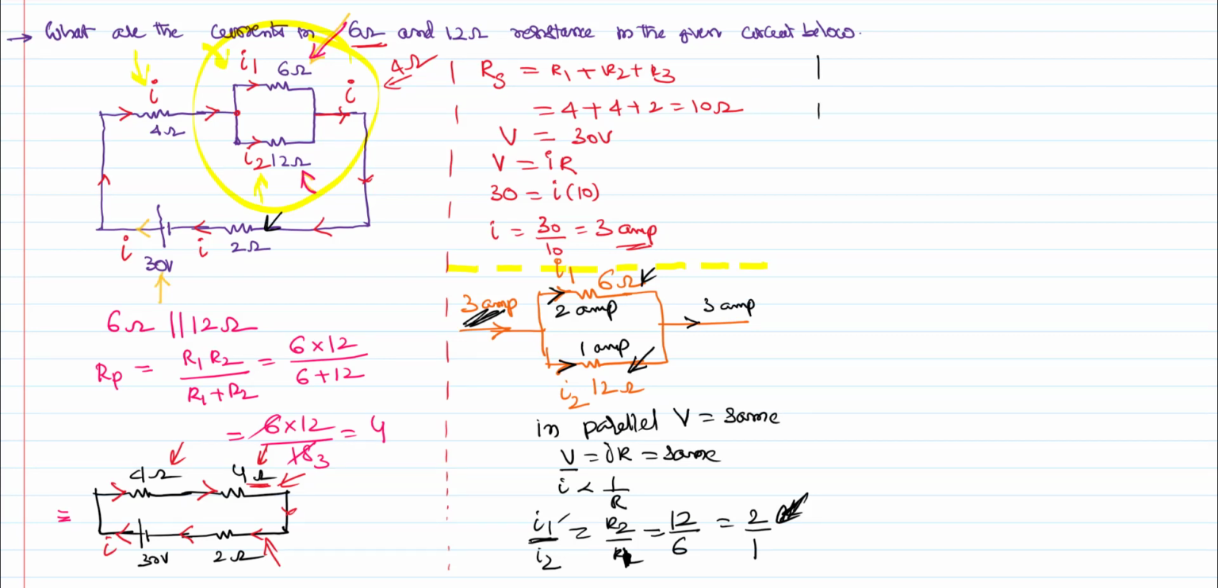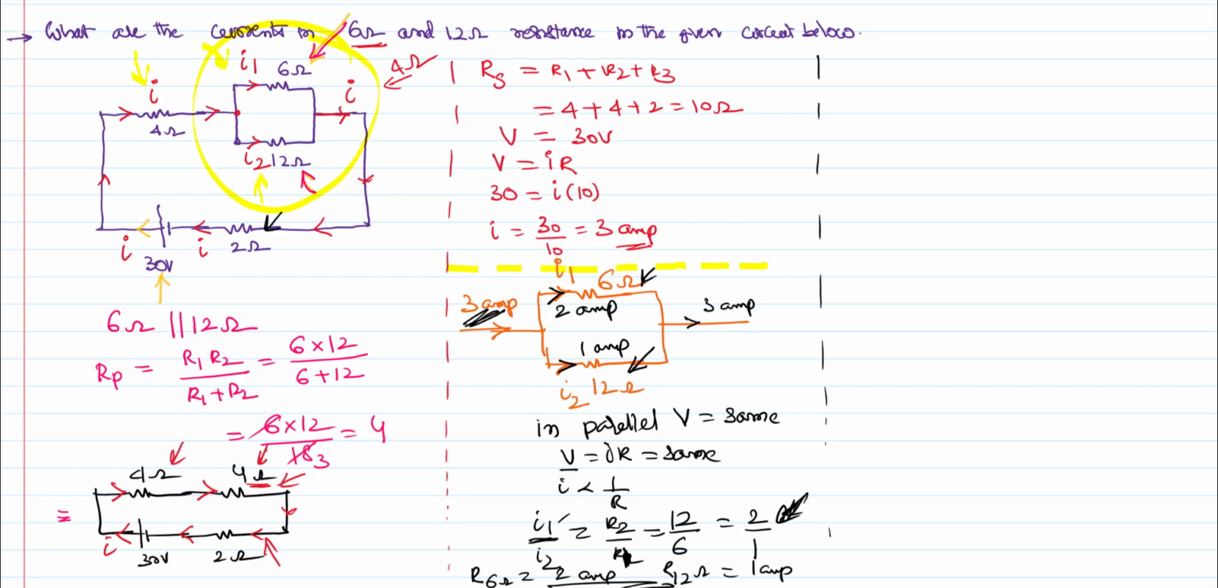That's how I can find out the current across the 6 ohms is 2 amperes, whereas the current across the 12 ohms is 1 ampere. But if you want me to show how you get this ratio, let me find it out in a formal way. We can do that. That's also a simple thing.